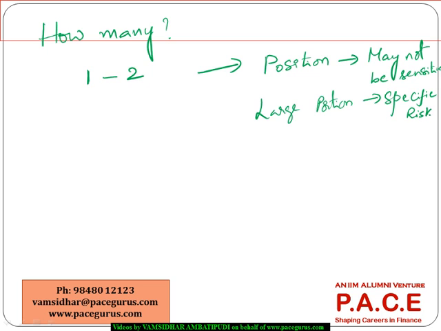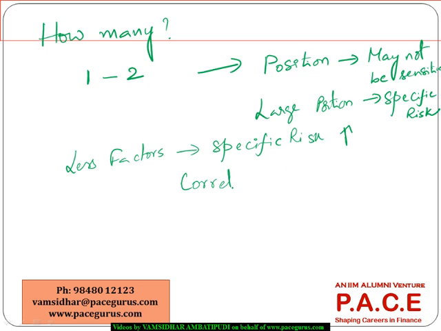Company specific, idiosyncratic risk exists to a large extent. So the fewer the factors, the higher the scope for specific risk. The specific risk is going to be higher. But if I try to increase the number of factors, complication of course increases, because I have to find out the correlations between the factors also. So complexity increases, but the specific risk can very well come down.